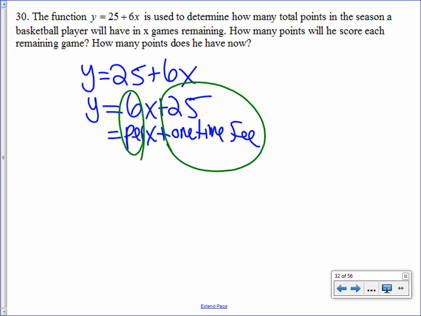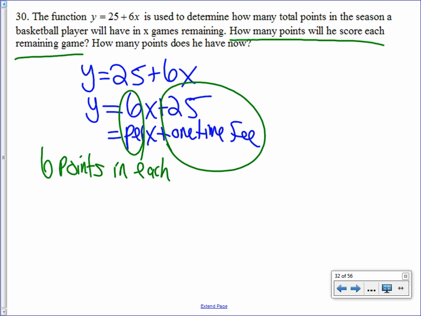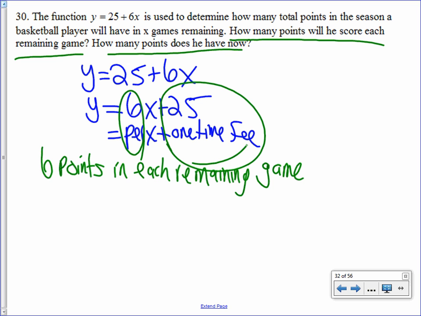Let's see what this is asking. It's saying how many points will he score each remaining game. Each is the same as per. 6 points in each remaining game. How many points does he have right now? Well, his one-time amount is 25.